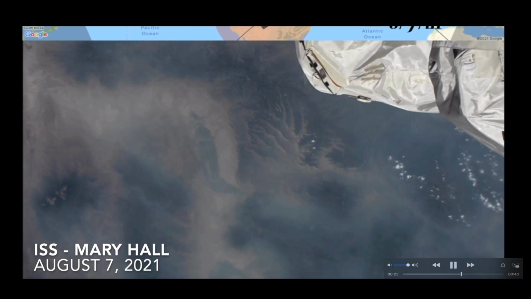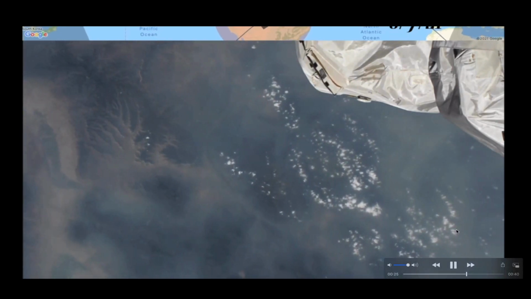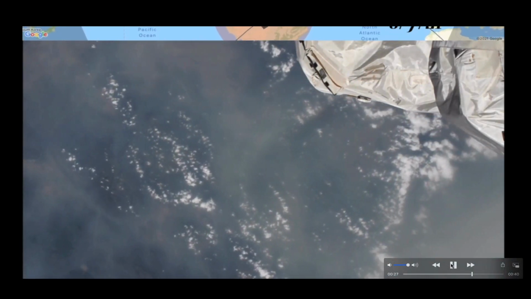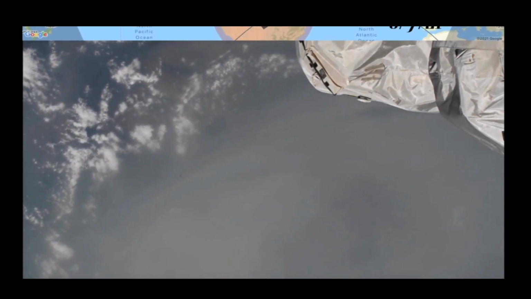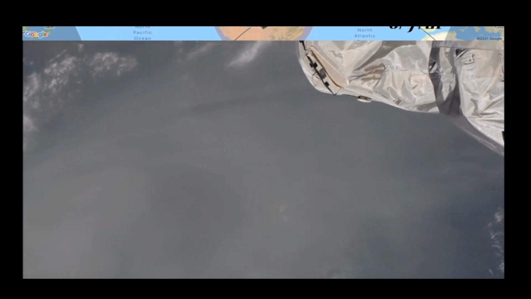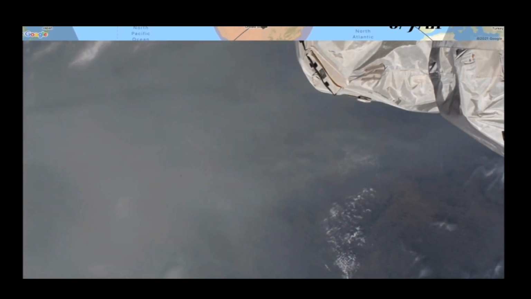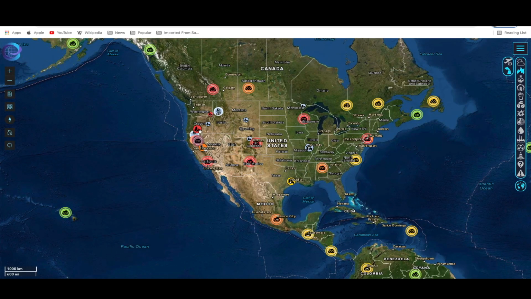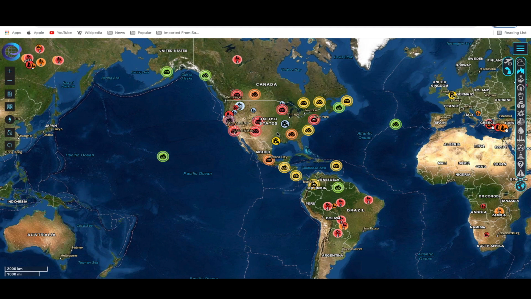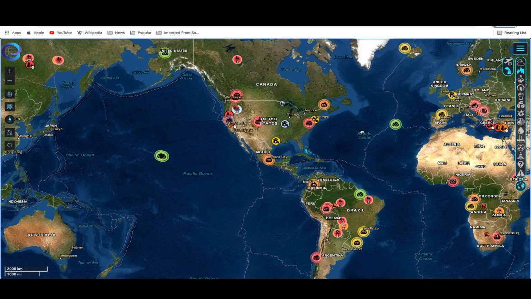Here's another video from Mary Hall looking down from the International Space Station over the western half of the United States. This would be the west central United States. Look at that thick smoke plume from August 7th of 2021. Just incredible. I mean, we have got a lot of wildfires now around the world. It's like the whole world's on fire. Every continent has some sort of wildfire activity.